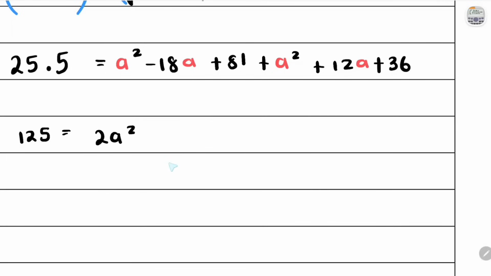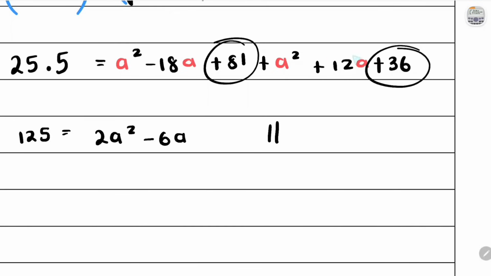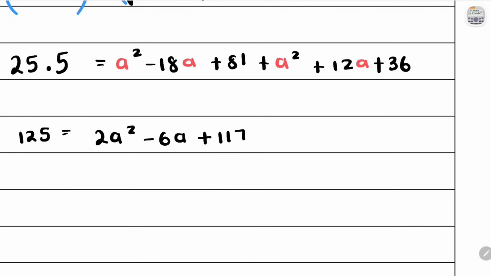That's like saying 12 minus 18, which gives us negative 6. So negative 6a. And then the constant. So that's 81 plus 36, which 8 plus 3 is 11. So it's already 110, and then 7. So 117. Okay, so that is positive 117.